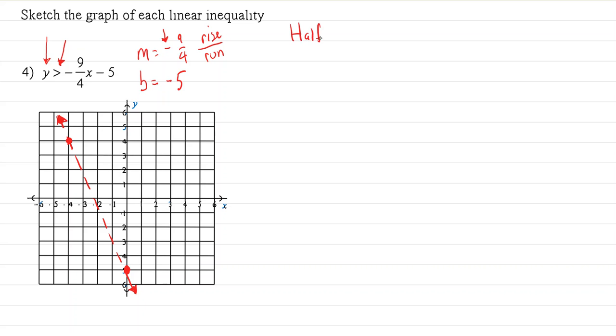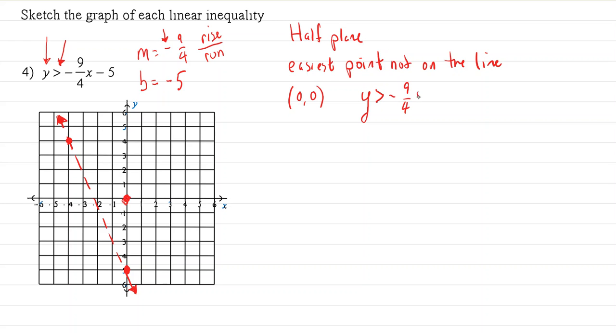So for our half plane, we need to check the easiest point not on the line. So if we notice, this one seems to be the easiest point to check, 0, 0. So what we're going to do is we're going to use the ordered pair 0, 0 with our inequality y is greater than negative 9/4 x minus 5. And this time what we're going to do is replace the y with 0 and the x with 0.